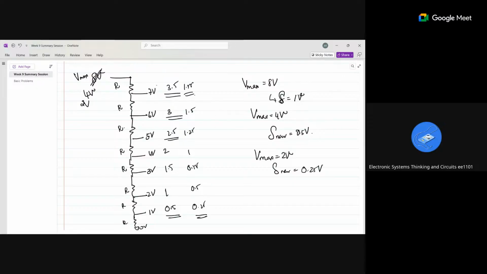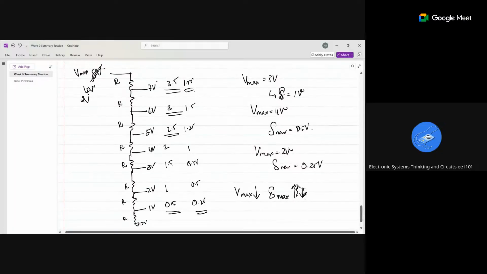So what does it say? If my Vmax is decreasing, my delta, that is the stepping voltage, will also decrease. That means I will be able to measure even a small change in the voltage levels, right? Yes, ma'am. So there are two ways. Either I have to reduce Vmax, otherwise I have to increase the number of resistors and amplifiers I'm using to measure the smallest changes.